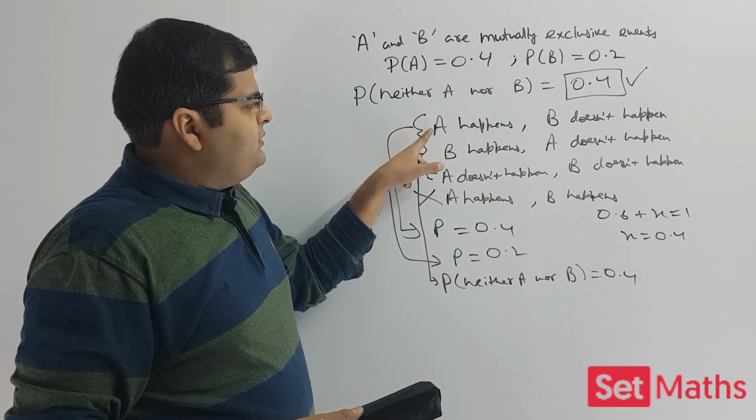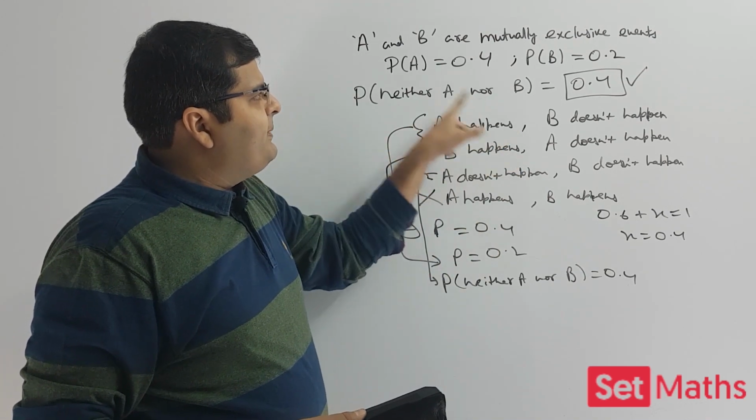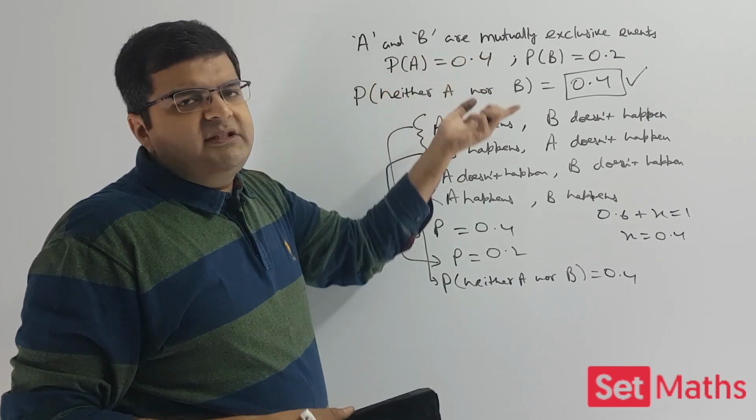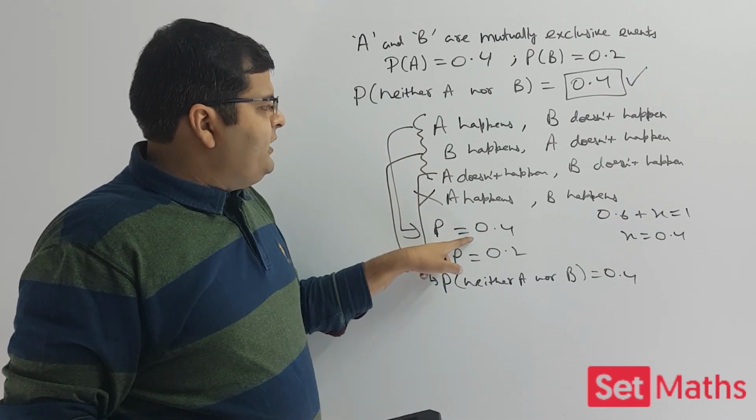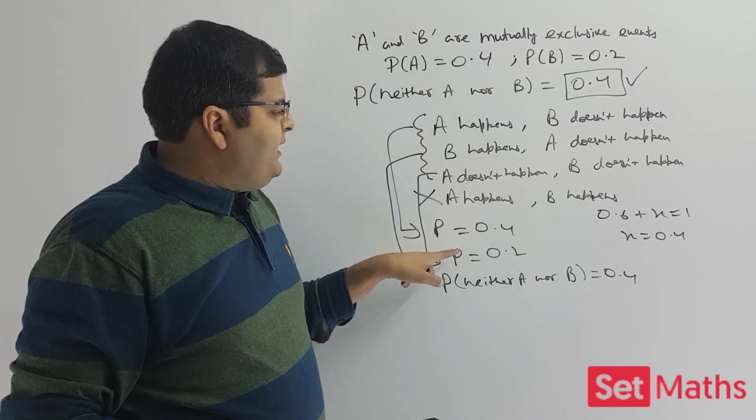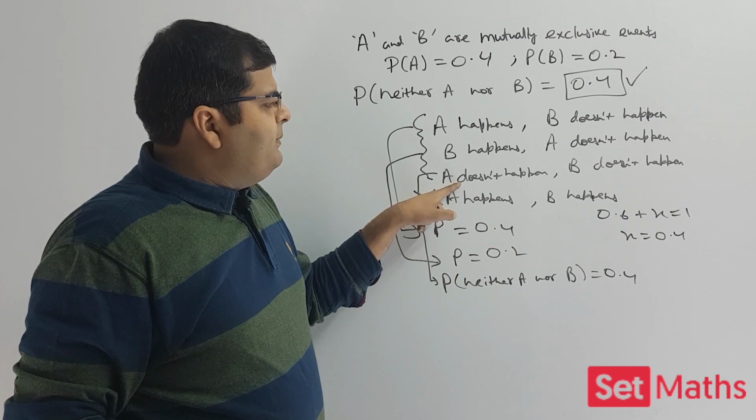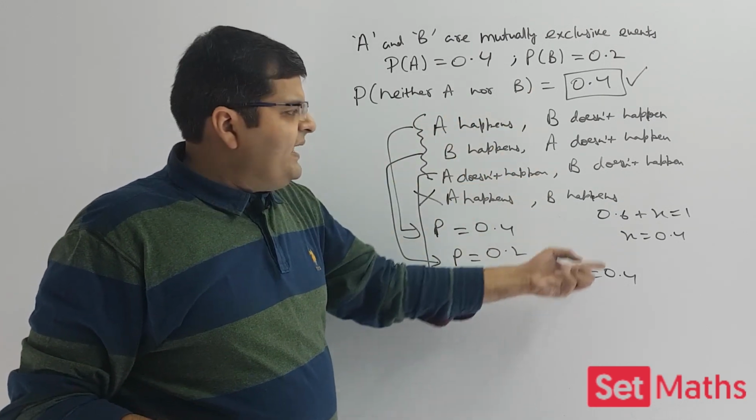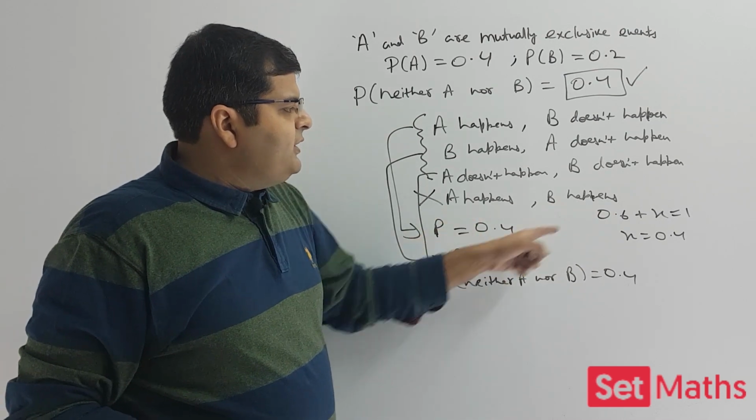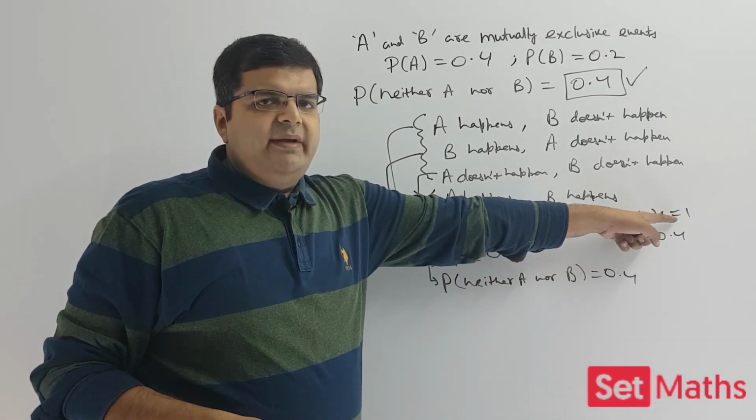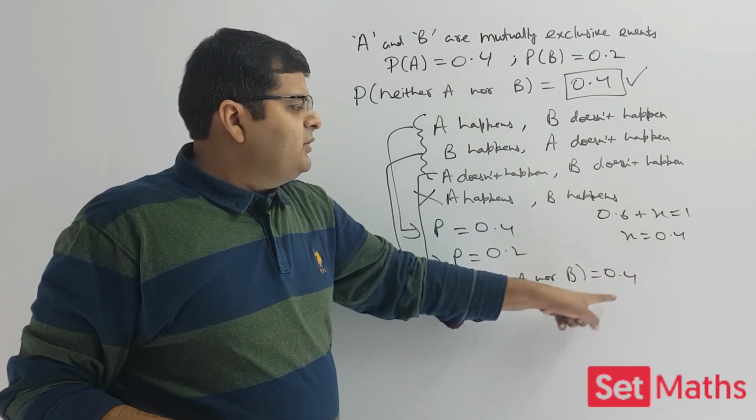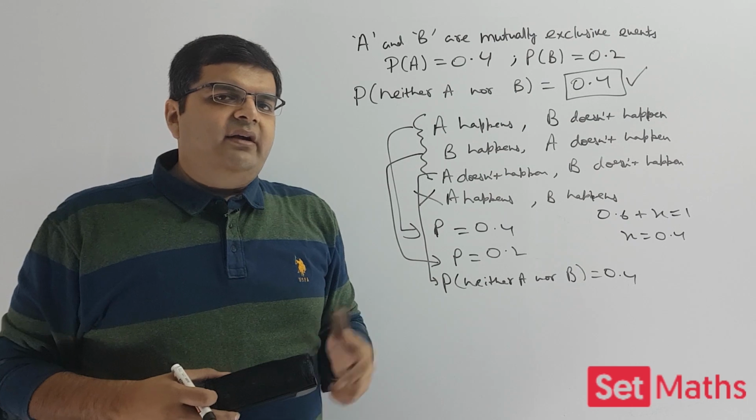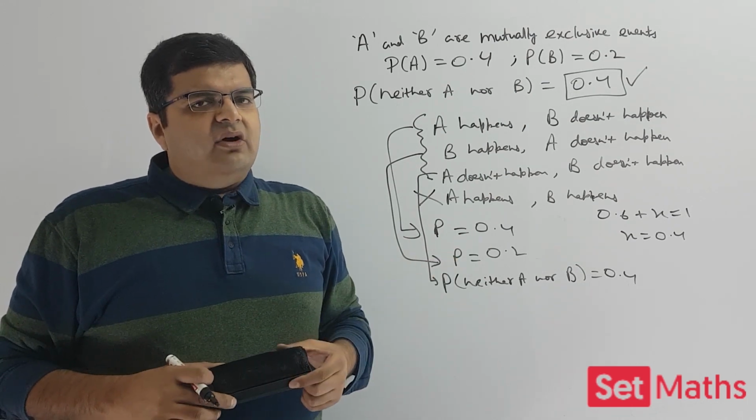Okay, so the probability for A happening, B not happening is 0.4, because these are mutually exclusive, so when A happens, B doesn't happen automatically. Then probability of B happening and A not happening is 0.2. And probability of A and B both not happening, which is what we have to find, we called it X. So we added 0.4, 0.2 and X, and that should be equal to 1. So that gave us X equal to 0.4. So probability of neither A nor B equals 0.4. All right, so that is how we solve this question.